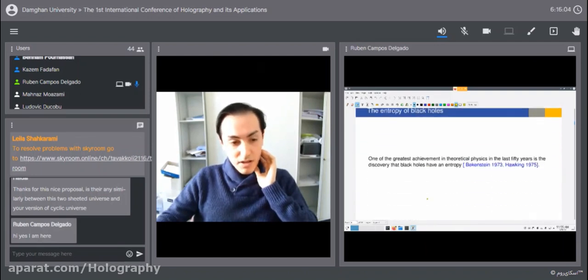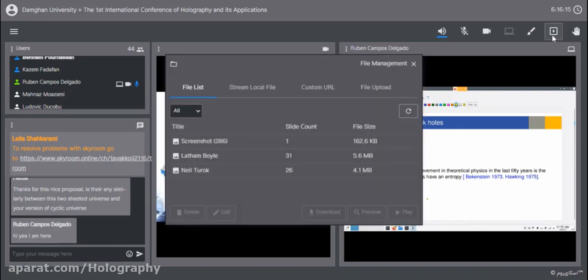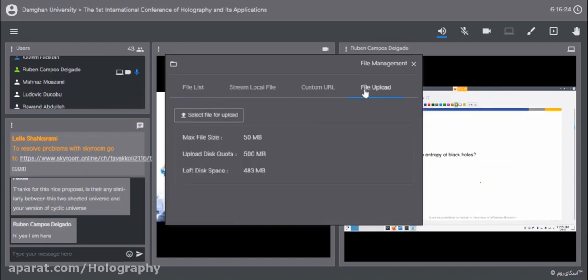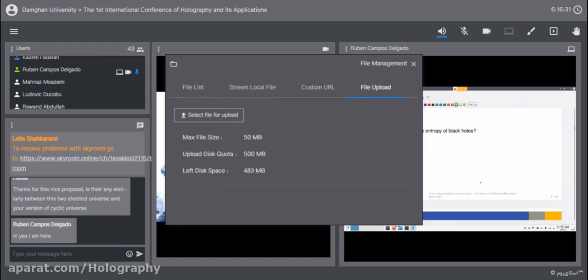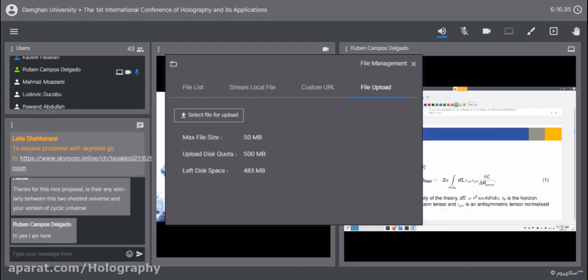As everyone knows, one of the greatest achievements in theoretical physics in the past years is the discovery that black holes have an entropy. This was first discovered by the works of Bekenstein and Hawking in the 70s. But now the question is, how do we actually compute the entropy of black holes? There are several methods. In this work, we use the Wald approach.